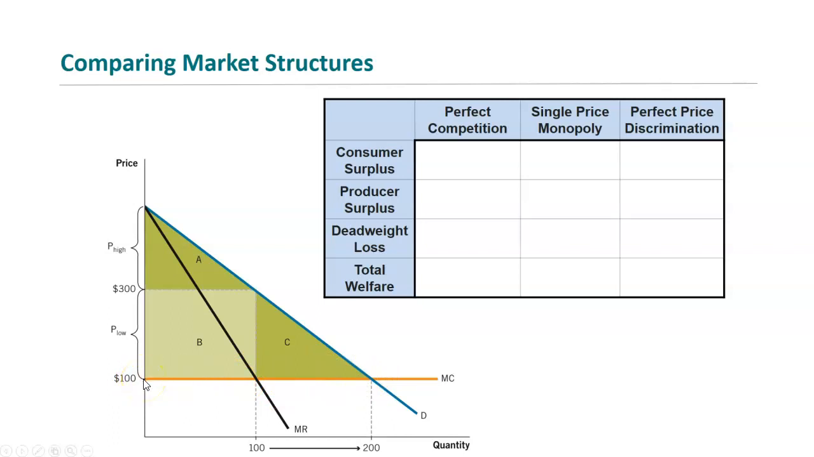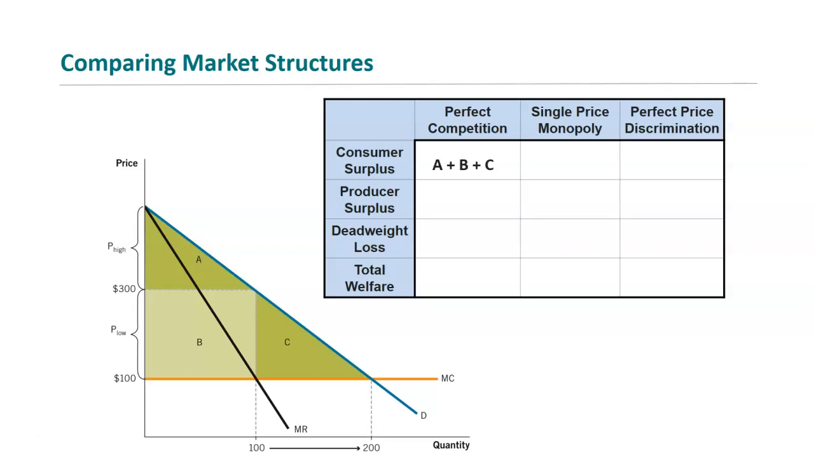And so in this case, if this were a perfectly competitive market, then the space between the price and the demand curve is this entire triangle here, A plus B plus C. So consumer surplus is A plus B plus C in a perfectly competitive market that looks like this, right?